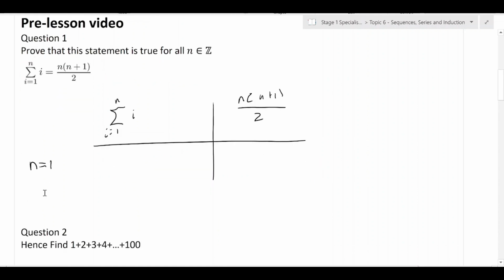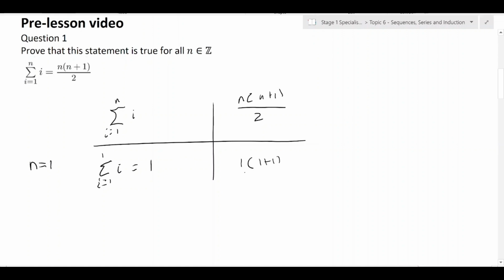For n equals 1, the sum on the left is i equals 1 to 1 of i, which is, well, 1. On the right, n is 1, so you're going to get 1 times (1 plus 1) over 2, which is 1 times 2 over 2, which does work out to be 1 as well. So is the statement true for n equals 1? Yes. So what we do is we say that P1 is true.